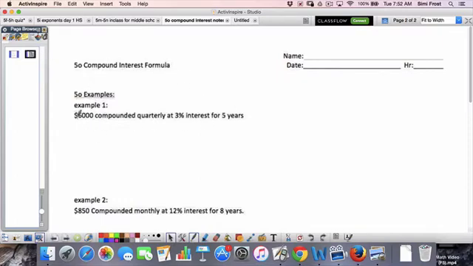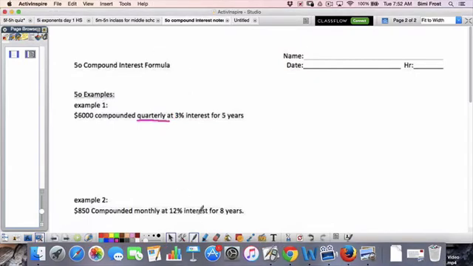Okay, so now we start off with $6,000 and it's compounded quarterly at 3% interest for 5 years. Well, what we've been working with so far is that we're going to take 6,000 and we're going to multiply it, and I'm going to break it apart into the two pieces, 1 plus 0.03 to the power of 5. But what's changing now is this quarterly is going to make all the difference in our formula.